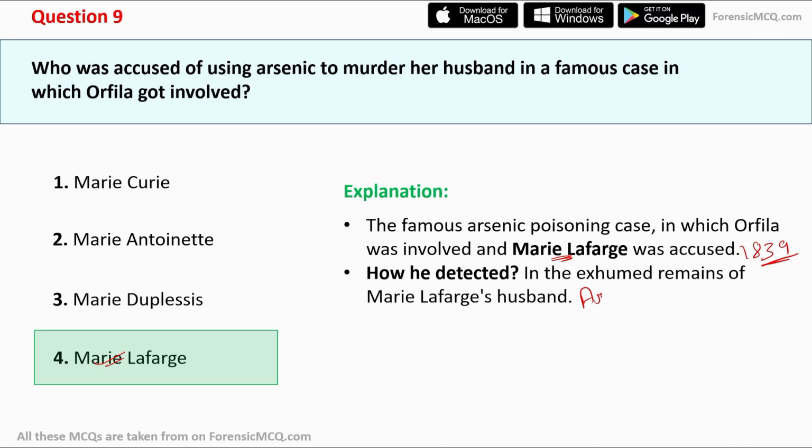He detected the arsenic that Marie gave to her husband. So, it was the earliest example in which a scientific method was used to detect poison.